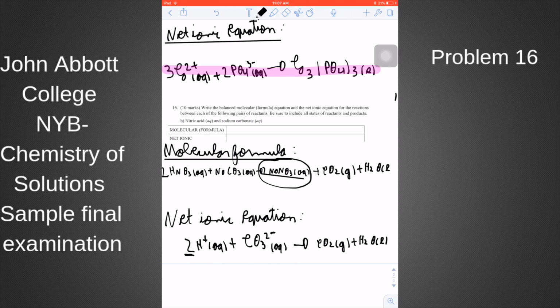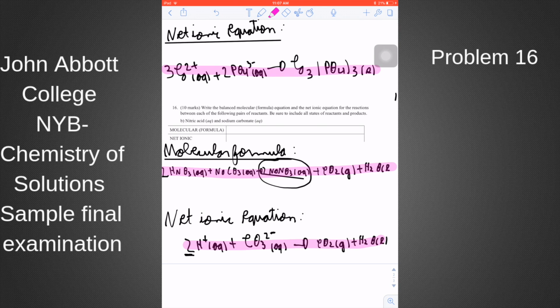And you're going to have to add a 2 in front of the hydrogen, because hydrogen has a charge of +1 and carbonate has a charge of 2 minus. So to balance it out and neutralize this equation, to give it a charge of 0, you're going to have to add a 2 in front of the hydrogen. And there we go, that's the molecular and net ionic equation.